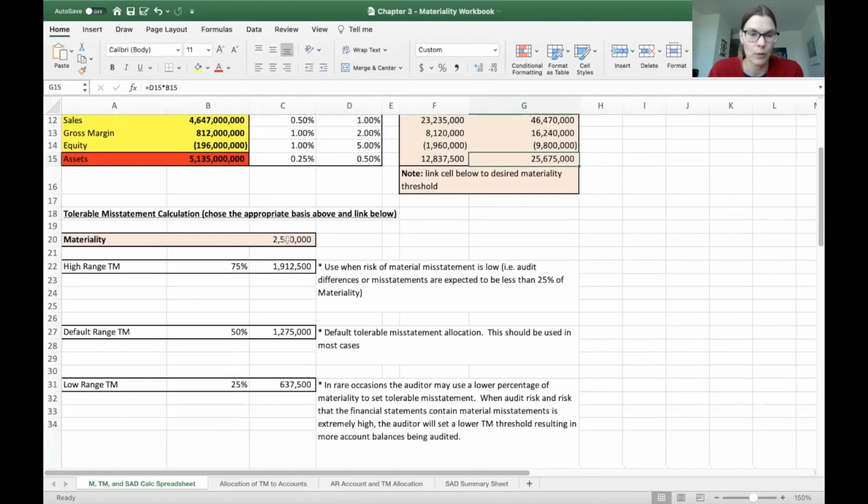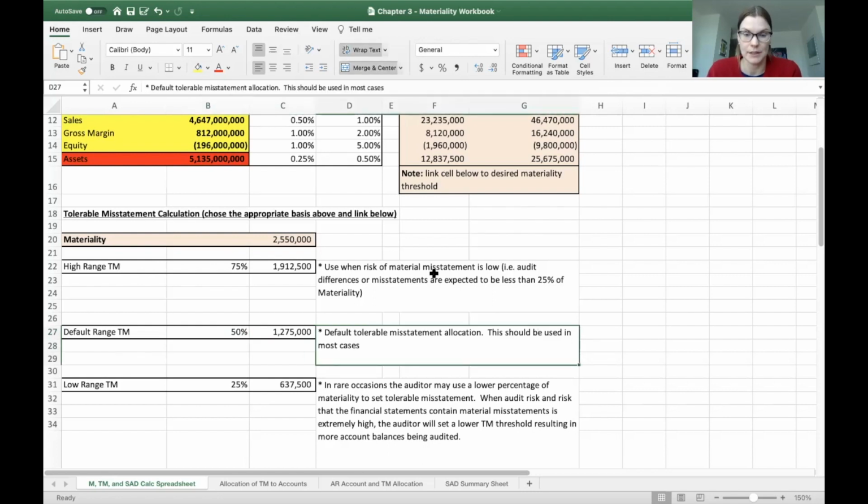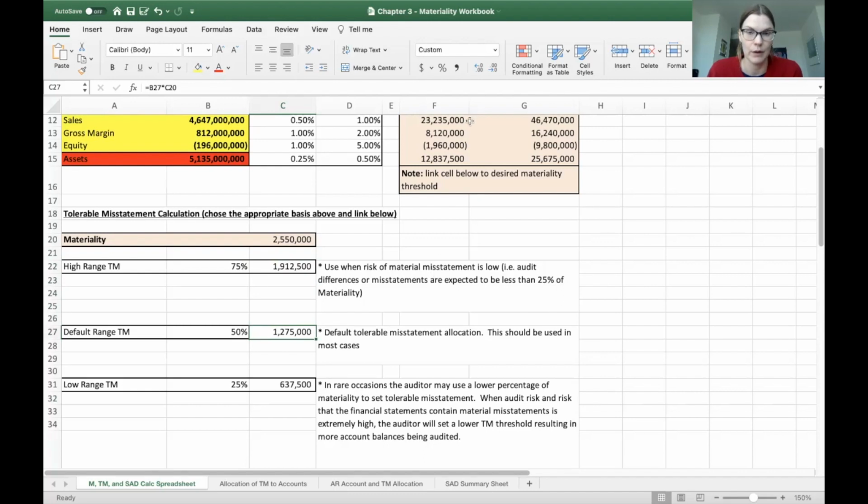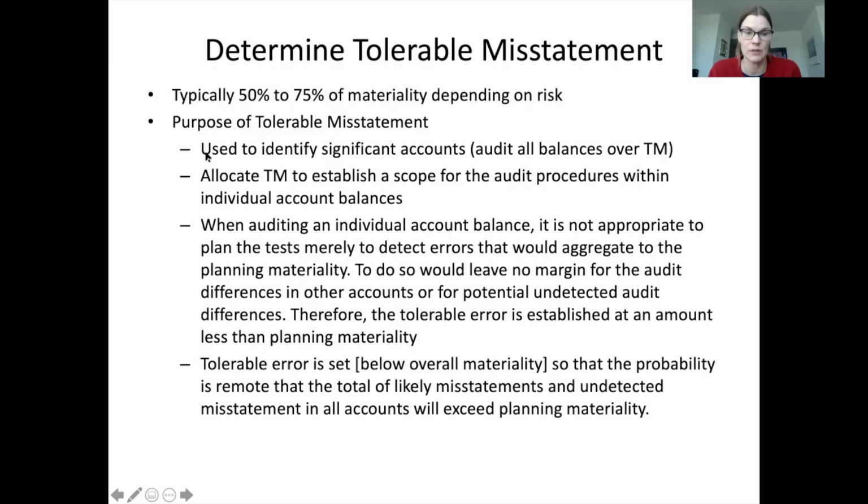So like we said, once we have overall materiality, we're going to calculate TM, or tolerable misstatement. This could be anywhere, typically 50 to 75%. It could theoretically be as low as 25%. But let's say we do 50%, which is often the default tolerable misstatement. So your tolerable misstatement is now 1,275,000. And the first thing we're going to do with this number is to use it to identify significant accounts.